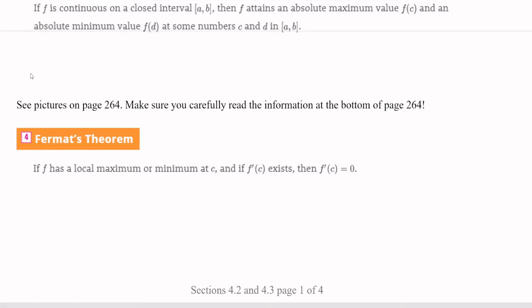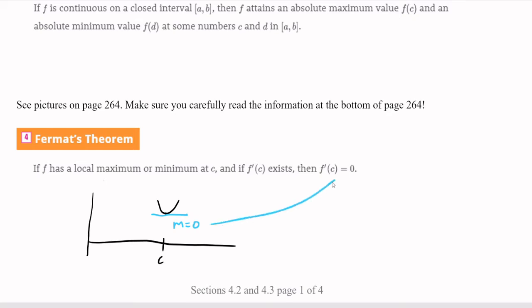Okay, so let's break this down. If a function has a local maximum or min somewhere, just somewhere, you've got your function, here's C, and around C it looks like this. So that looks like it's a local minimum. If the derivative exists, which the way I drew this seems like it does, we're just going to assume it does, then the tangent line here has to have a slope of 0.